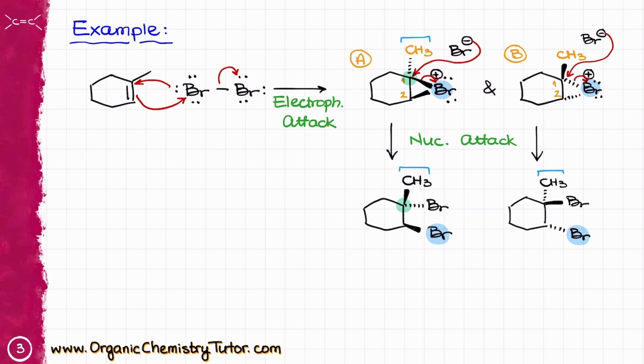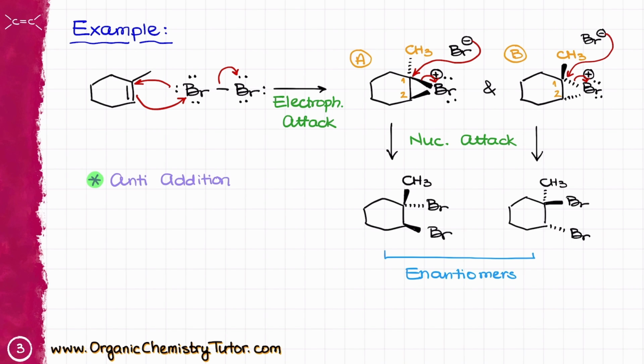In this particular case, the relationship between these two molecules is going to be enantiomers. These two are non-superimposable mirror images, and you can confirm that by assigning your R and S stereo descriptors if you like. So the important thing to remember about this reaction is first of all that you are going to have anti-addition, meaning that both of your halogens are going to look in opposite directions from each other. And another thing to remember here is that we are always opening our halonium ion from the more substituted side. We're always going to be attacking the more substituted carbon of the halonium ion with our nucleophile.